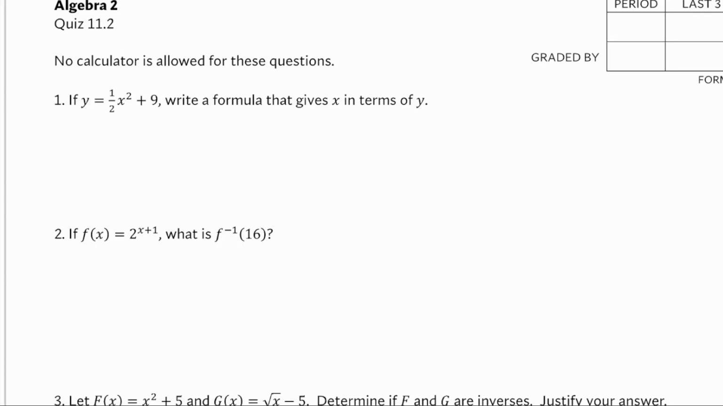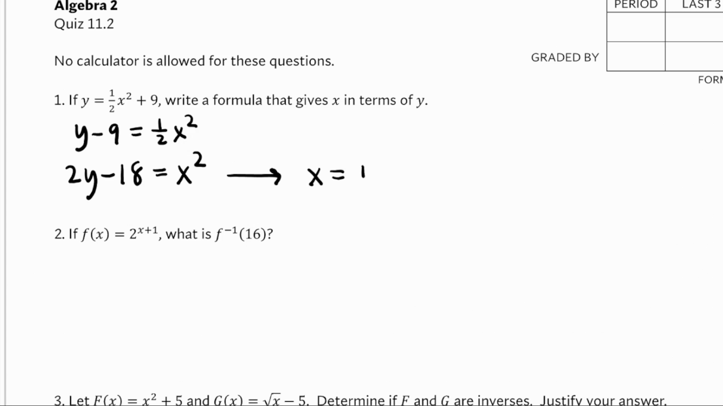But we can subtract 9 from both sides and have 1/2 x squared. If I'm trying to get x on its own, I'm going to need to get rid of that 1/2. So I could multiply both sides by 2 to get rid of that 1/2, and I'd have 2 times y minus 9, that's 2y minus 18, equals x squared. And I could isolate x by taking the square root of both sides. Remember, if you take the square root of both sides of an equation, you end up with plus minus, so I have x equals plus minus the square root of 2y minus 18.